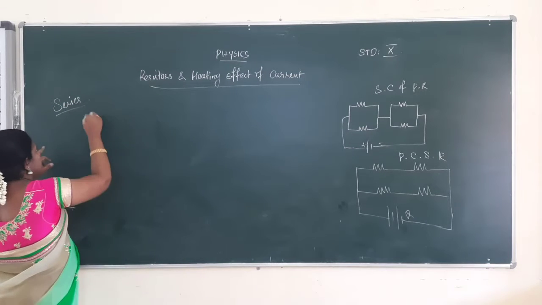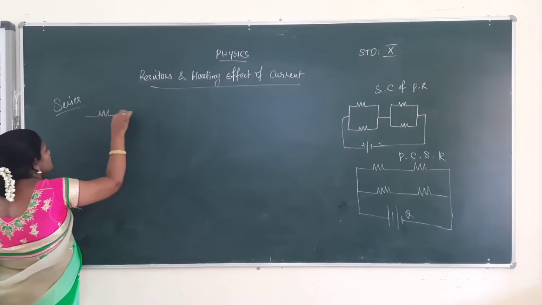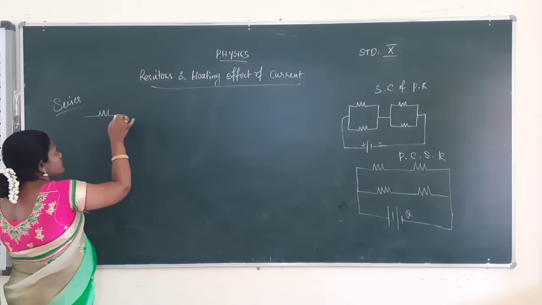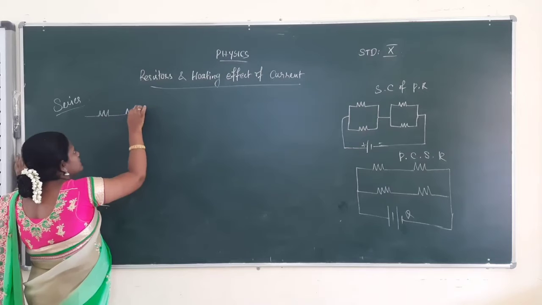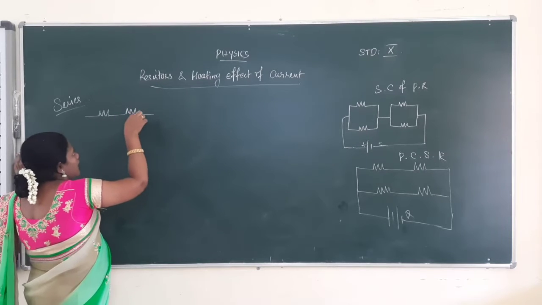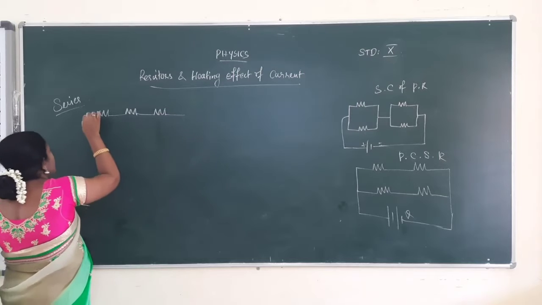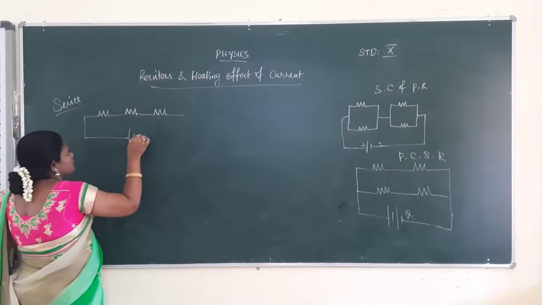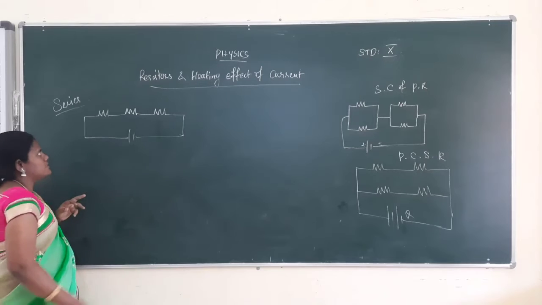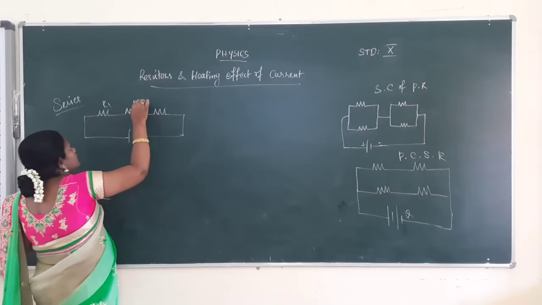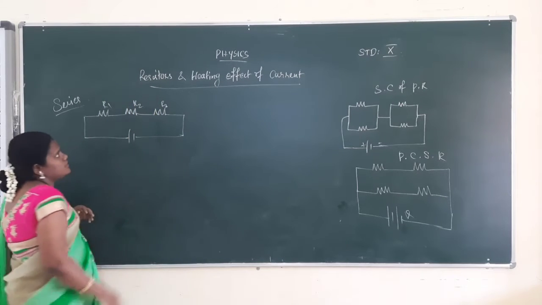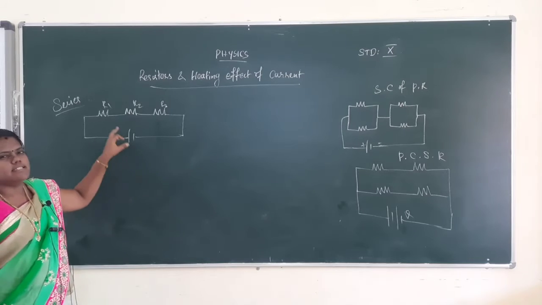Taking one resistor, the second terminal of the first resistor will be connected to the first terminal of the second resistor, and the second terminal of the second resistor will be connected to the first terminal of the third resistor. That is called series connection. So three resistors R1, R2, R3 will be connected in series.